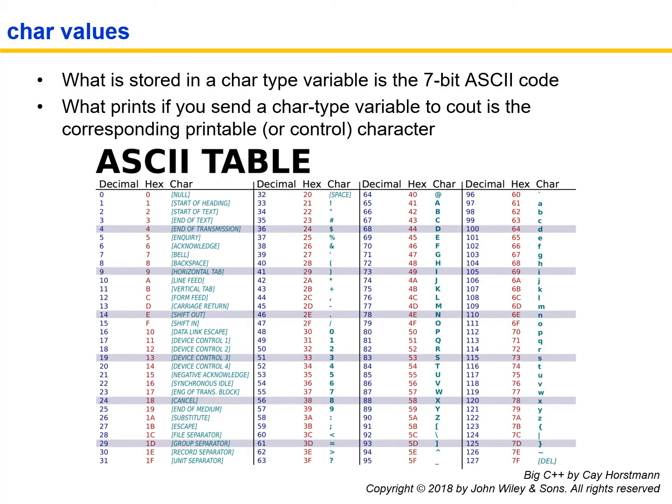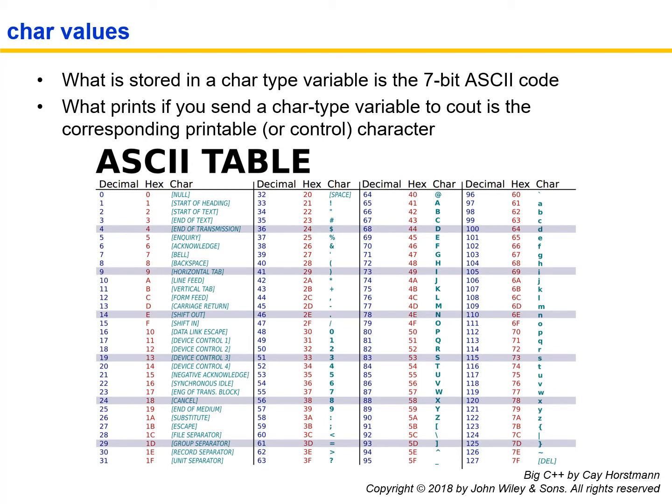What's stored in a character type variable in C++ is actually the 7-bit ASCII code for that character. You may remember we've talked about the ASCII table before. ASCII was the American standard for computer information for a very long time until the Unicode standard came around and replaced it. C++ is not fully Unicode compliant. C++ string objects can hold Unicode characters, but a standard char type variable holds an 8-bit value, which is typically a 7-bit ASCII code.